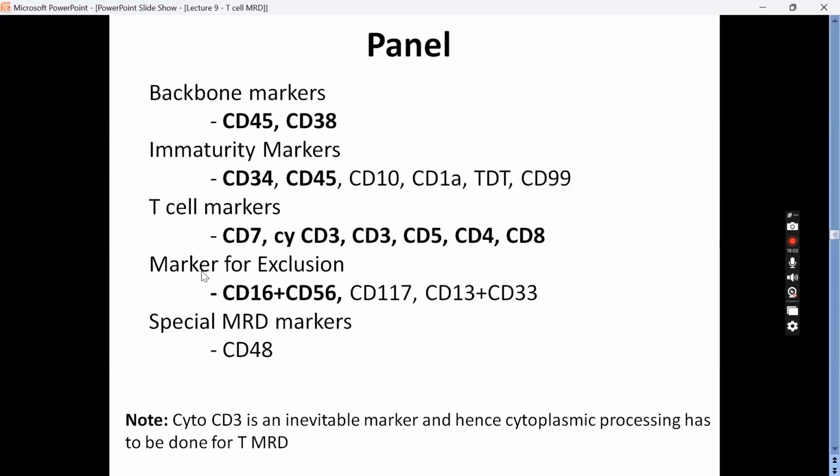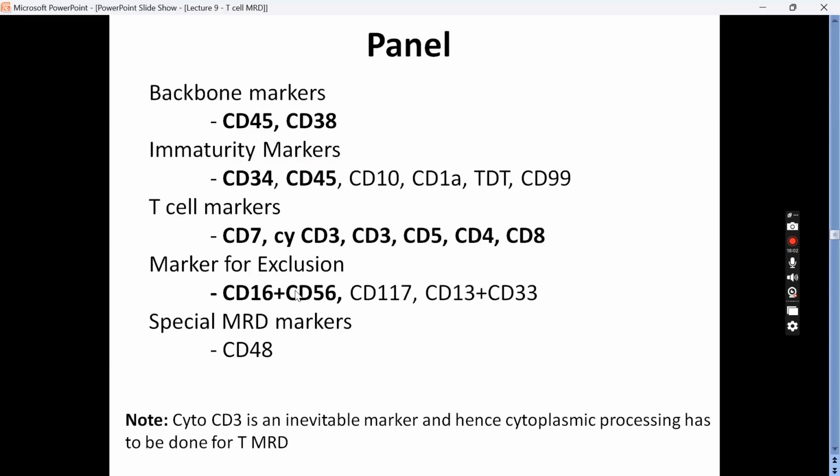Okay, so gamma delta T cells are CD4 and CD8 double negative, and they can sometimes interfere with your T cell MRD. So you can find some population of T cells which are CD4 and CD8 double negative. But you can easily differentiate the gamma delta population because they are surface CD3 bright, and you can exclude them from further analysis, saying these are gamma delta T cells.